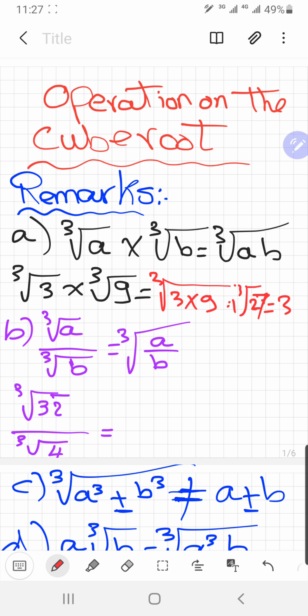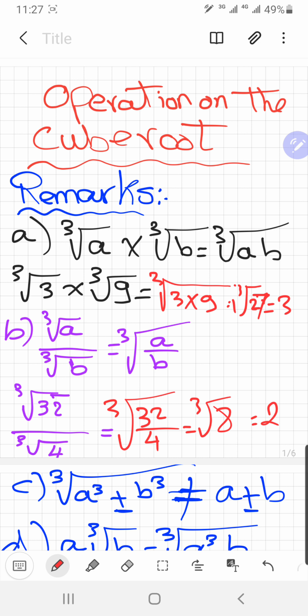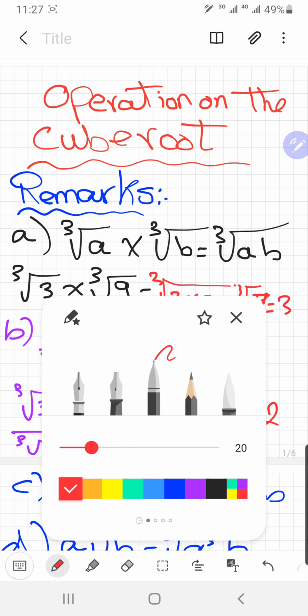Okay, what if you have cubic root a over cubic root b? It will be the cubic root of a over b. An example: cubic root 32 over cubic root 4. So it will be the cubic root of just one fraction, 32 over 4. First of all, 32 over 4, the answer will be cubic root 8. Of course, cubic root 8 equals 2.